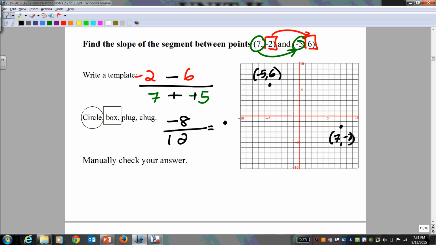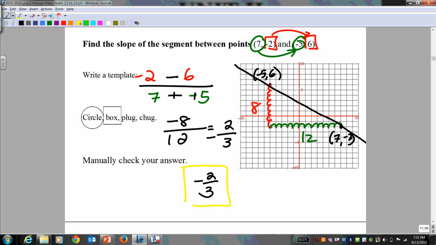4 goes into both of these. 4 goes in there twice. 4 goes in there 3 times. And it's still negative, so it's negative 2/3. And there is your slope. You can double check it right here by doing it manually. 1, 2, 3, 4, 5, 6, 7, 8. 1, 2, 3, 4, 5, 6, 7, 8, 9, 10, 11, and 12. It's a negative line. So that has to be negative. It's a negative downward line.